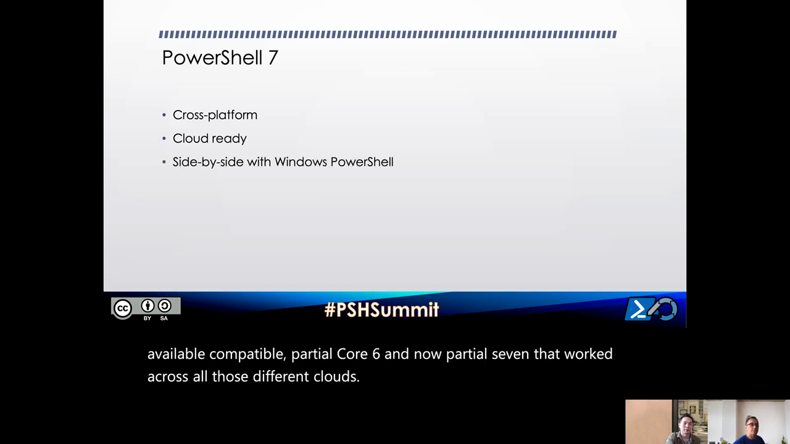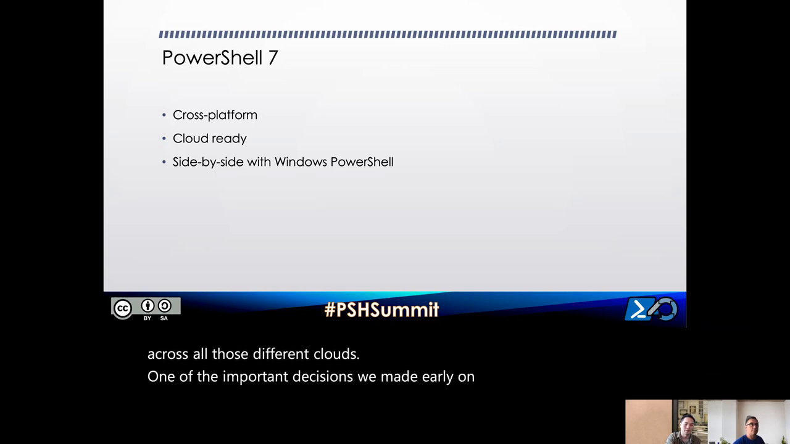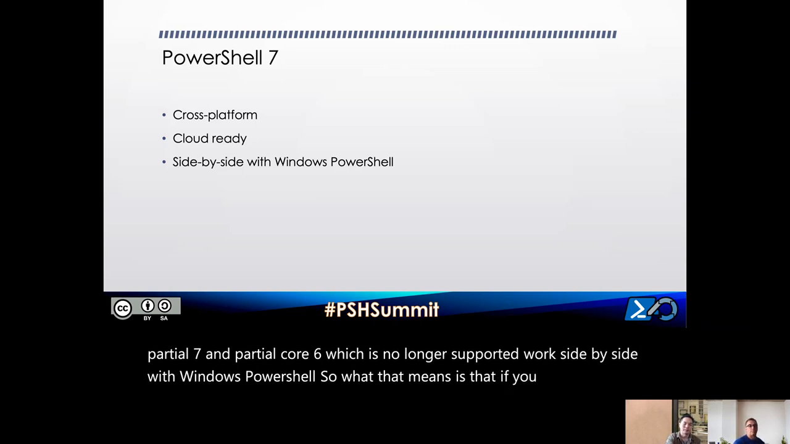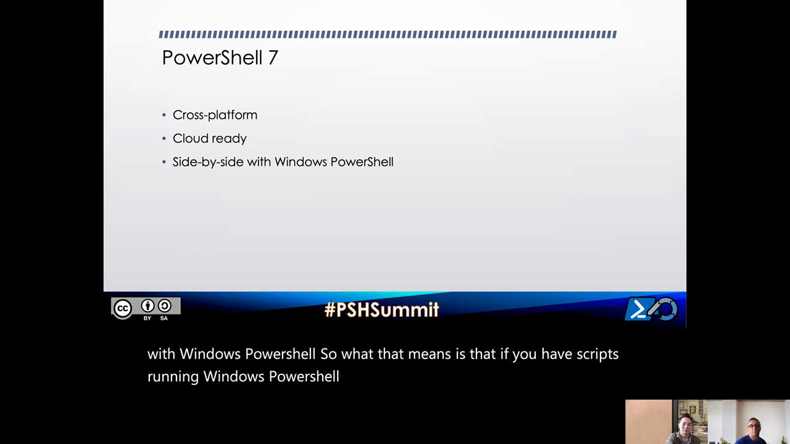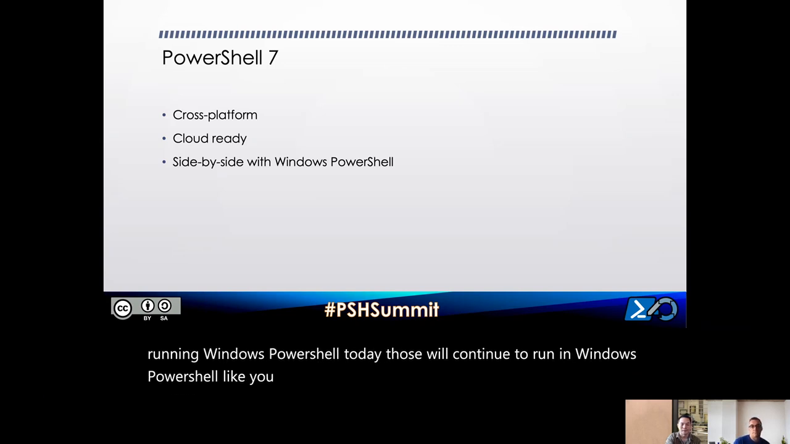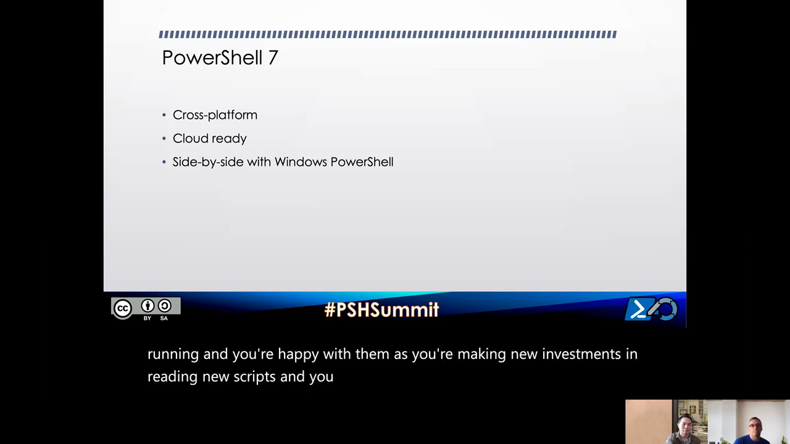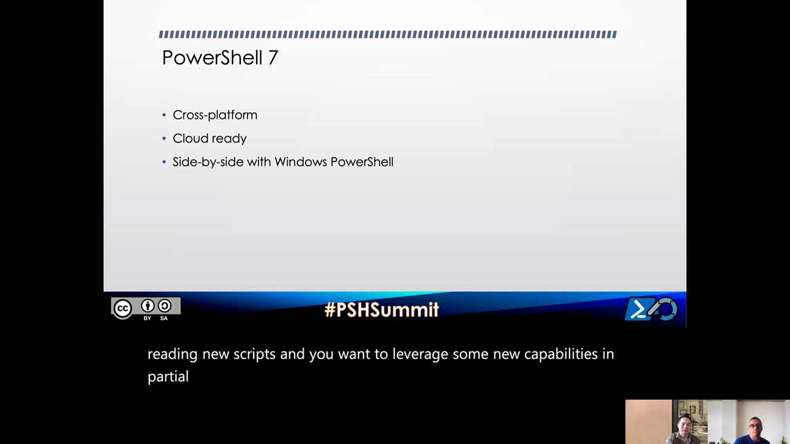One of the important decisions we made early on was to ensure that PowerShell 7 and PowerShell Core 6, which is no longer supported, work side by side with Windows PowerShell. What that means is that if you have scripts running in Windows PowerShell today, those will continue to run in Windows PowerShell. You should not have to make any changes there if they're running and you're happy with them. As you're making new investments and writing new scripts and you want to leverage some of the new capabilities in PowerShell 7, you have to make a deliberate decision to have those scripts run in PowerShell 7 because the executable is different.